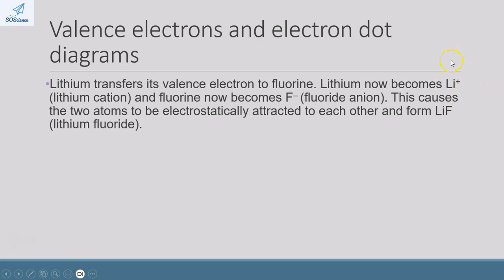Lithium now becomes a lithium ion, and the lithium ion is Li+. And again, we know that just by looking at the periodic table. We know that because lithium is in the first column of the periodic table, it has one valence electron, and it has a valency of 1+. So lithium forms a cation, and your metals will always form positive ions, which are also known as cations.